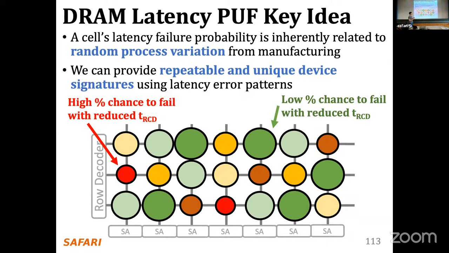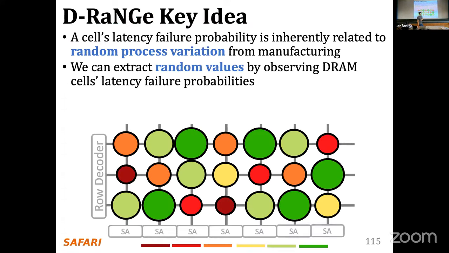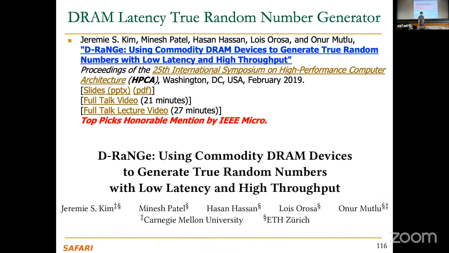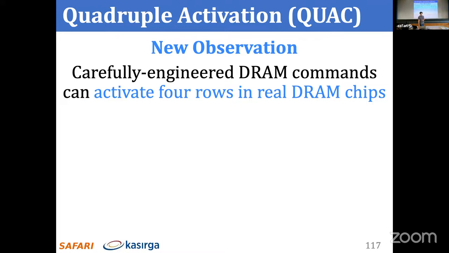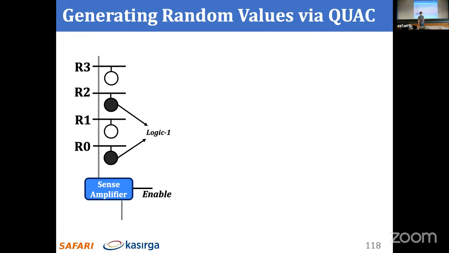By playing with those latencies, it's also possible to generate physically unclonable functions depending on the chance of failure that different DRAM cells might have at reduced latencies. That's something that was proposed in the DRAM latency PUF. Also, a similar idea was later explored to generate random numbers, also using DRAM by playing with the latencies and the probability of failure. So a similar key idea useful for something different, the generation of random numbers. Or more recently, there is this other work that activates multiple rows at the same time, in particular four rows at the same time, in order to generate random numbers.